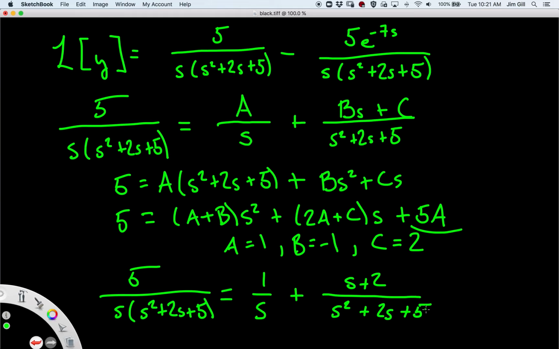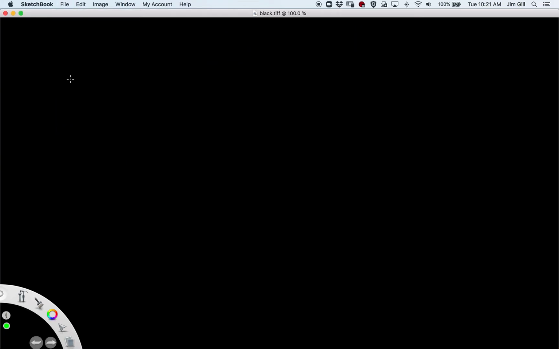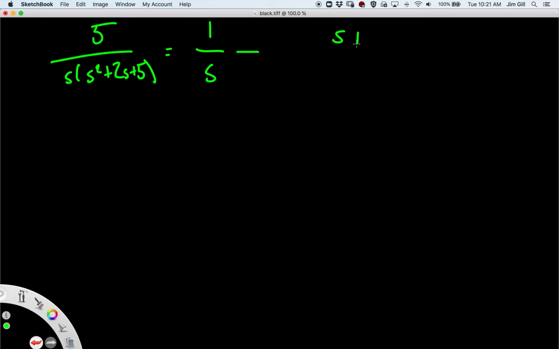All right, so what we have to do now is figure out how to complete the square in the denominator. So let's start on another screen. This is the most difficult part here. Right, we are dealing with the fact that 5 over s squared plus 2s plus 5 is equal to 1 over s minus s plus 2 over s squared plus 2s plus 5.